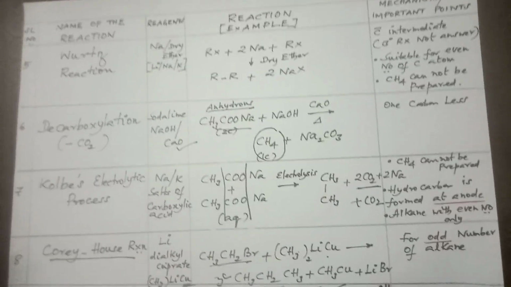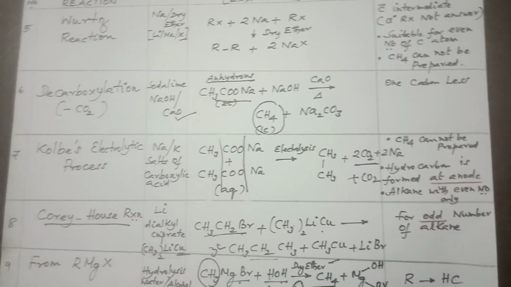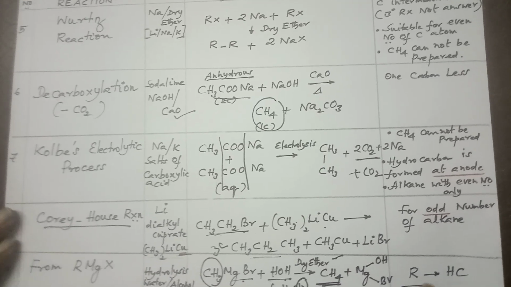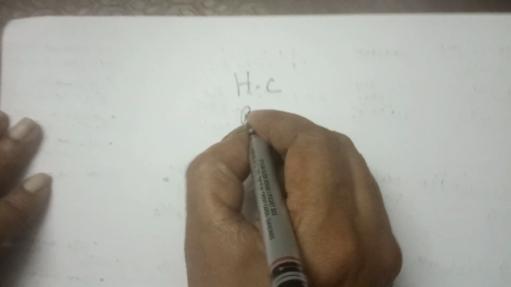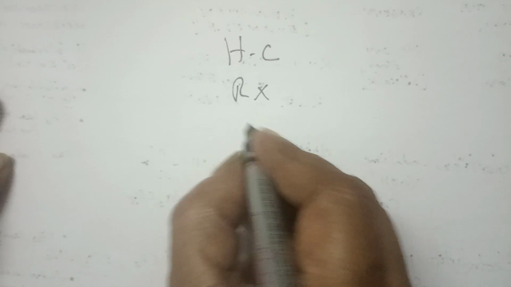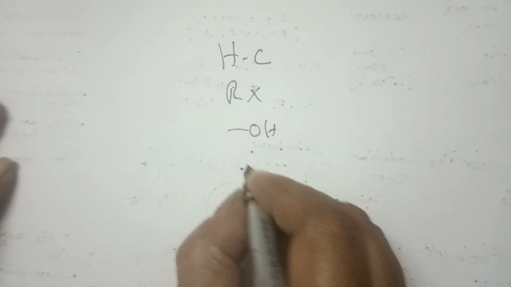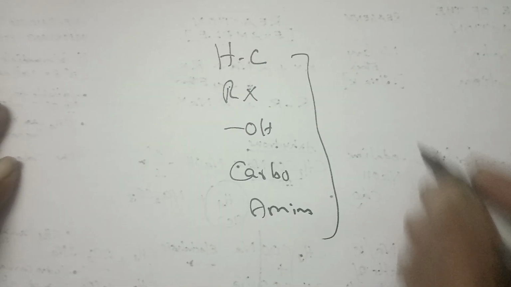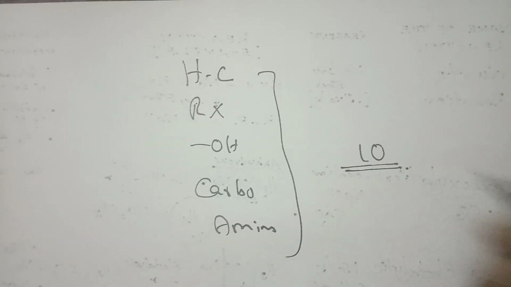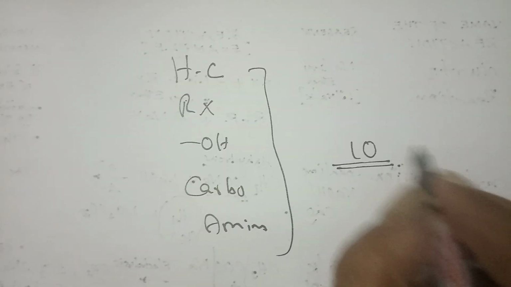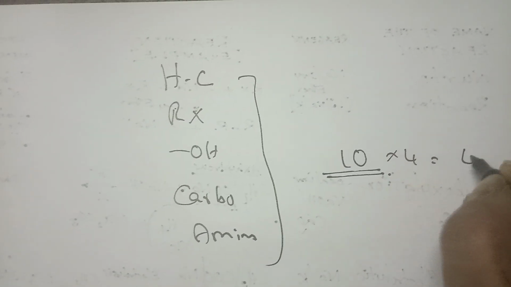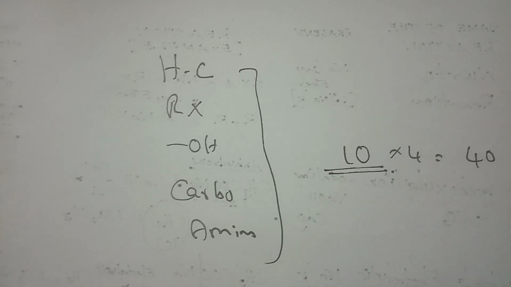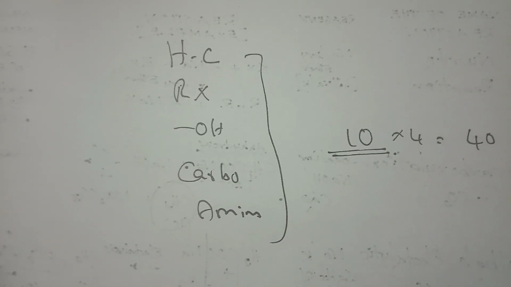Like that, approximately one topic contains 75 equations. I mean hydrocarbons. Overall in organic chemistry, the topics are hydrocarbon, then haloalkanes and arenes, then alcohol, then carbonyl compounds, then amines. From these 5 chapters approximately 10 questions come. So it is very important, 10 into 4 you get 40 marks. So for these 5 chapters you have to prepare exclusively like this.